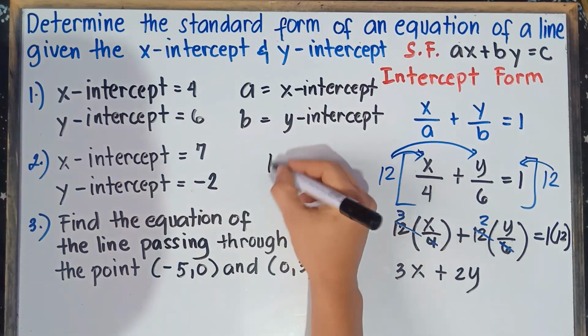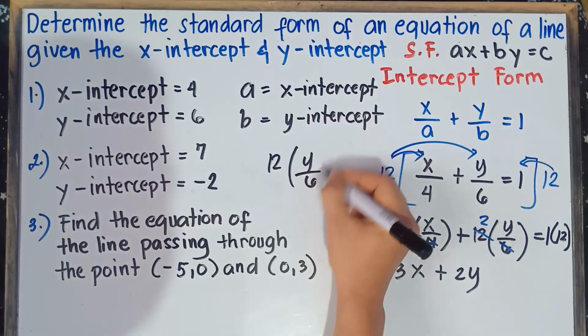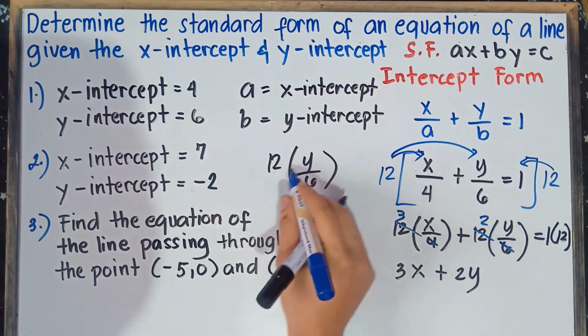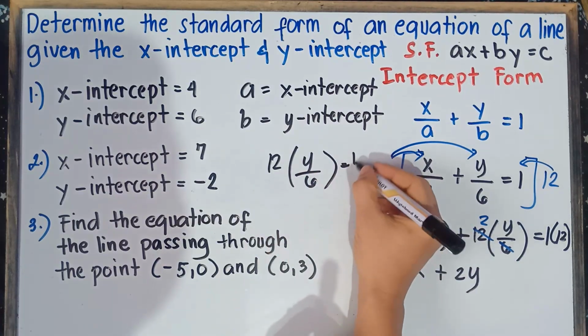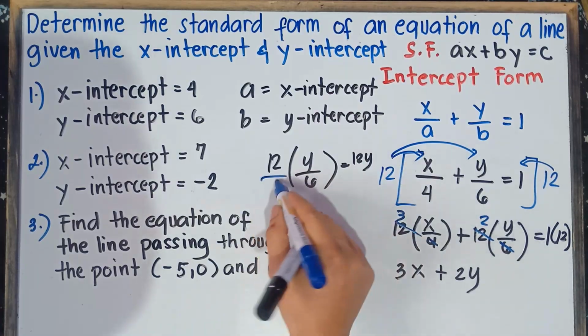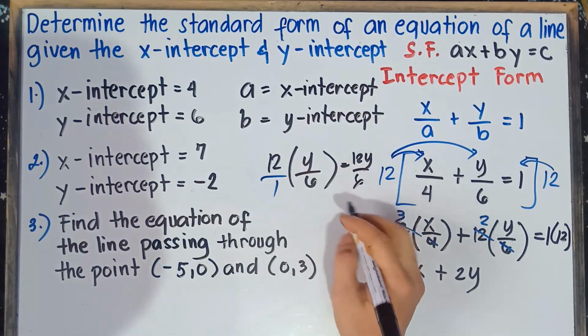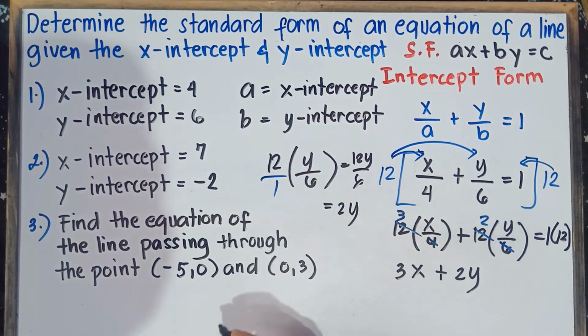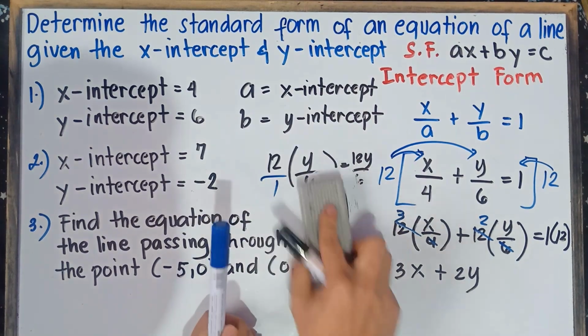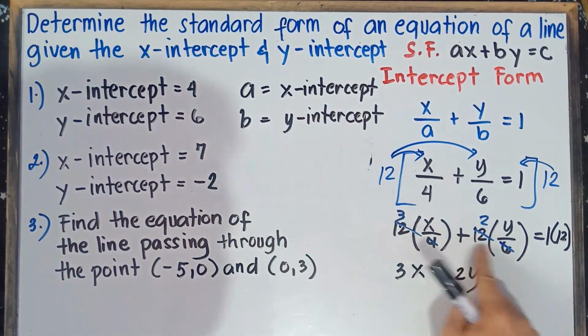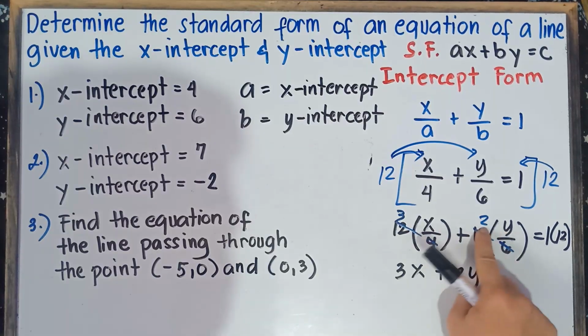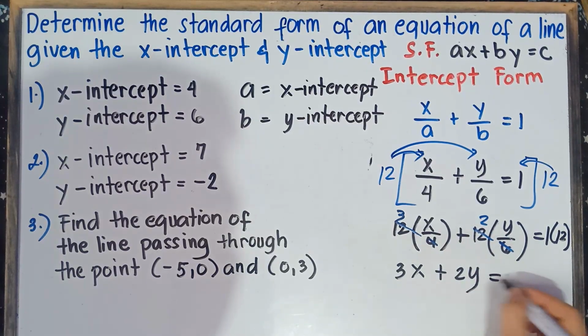Alright, once again class, 12 multiplied by y over 6. You can multiply the numerators. 12 times y, that would be 12y. Understood that there's 1 here. 1 times 6, that would be 6. 12 divided by 6, that would be 2. Simply copy y. That's why, class, simply divide this one. 12 divided by 6, that would be 2. And then 2 times y, that would be 2y. Equals 1 times 12, that would be 12.